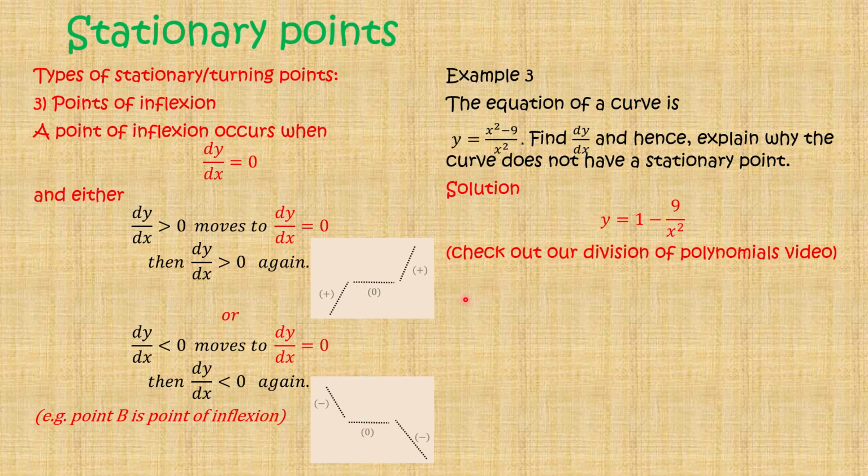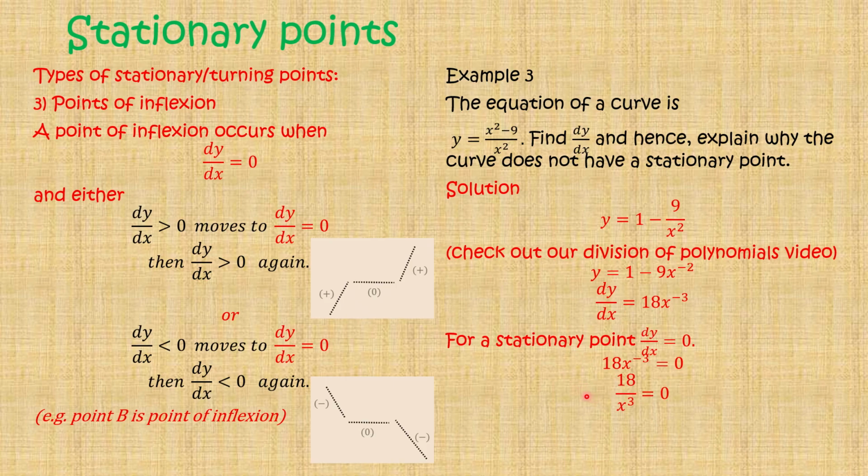Moving on, we are going to have y expressed in this manner, 1 minus 9x to the power minus 2, so that it's easy to differentiate. When we differentiate that, dy dx becomes 18x to the power minus 3. With that, we equate it to 0 because we are looking for the stationary point. So equating that to 0, and now trying to solve for x, we are going to have 18 over x cubed equals 0. Now trying to find values that satisfy that.